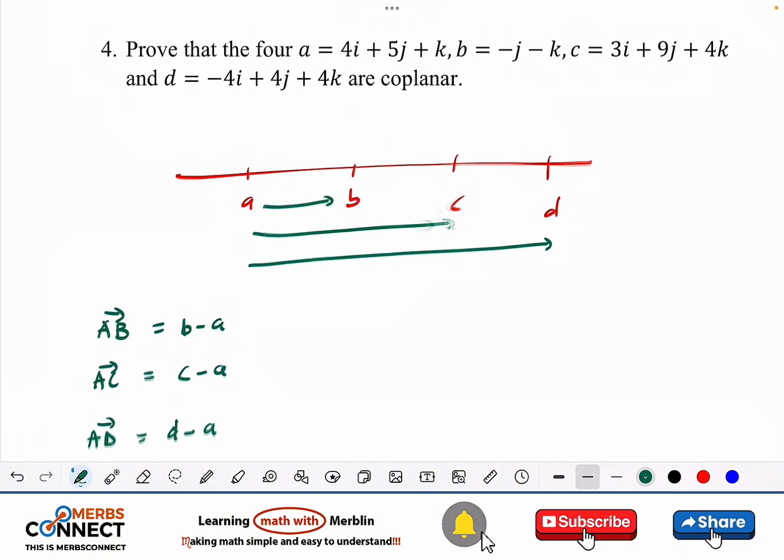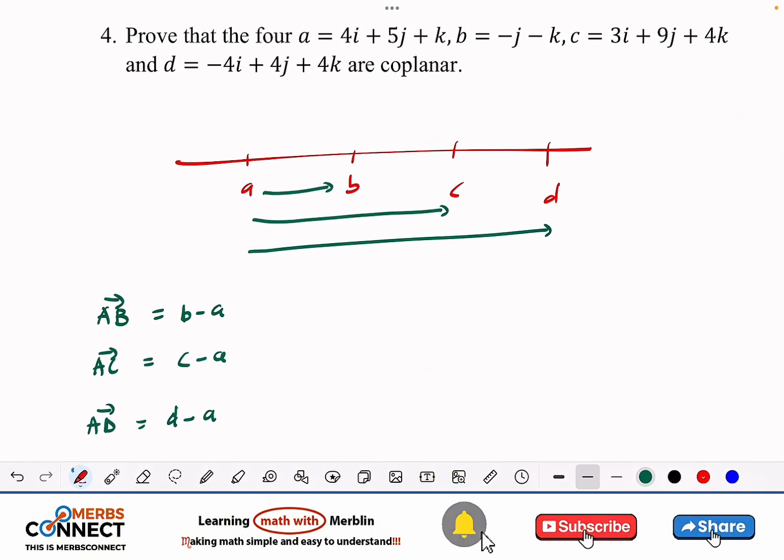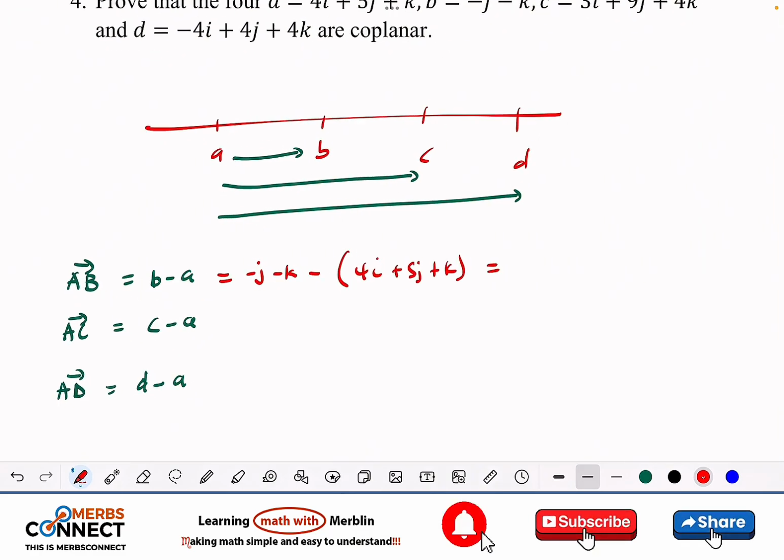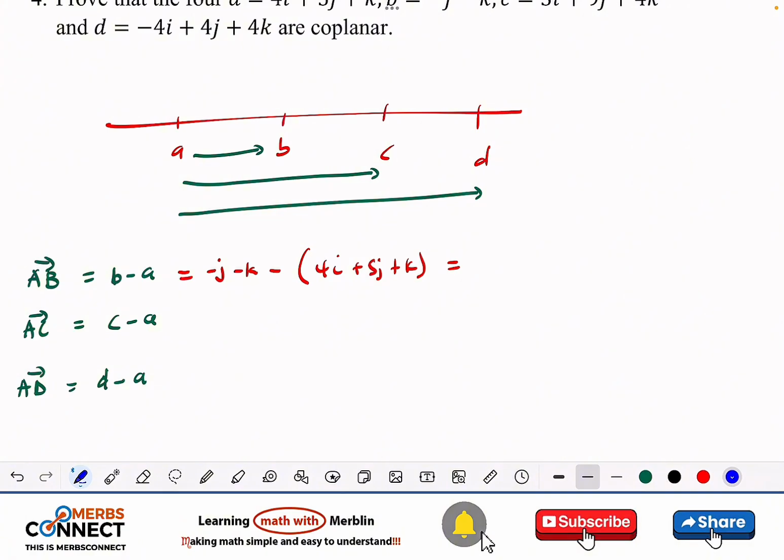So all of them is given in the question. So we just need to figure it out, and then we are there. So what is b? B is minus j minus k minus what is a? 4i plus 5j plus k. So let's solve that. This is going to give us j minus k minus 4i minus 5j minus k.